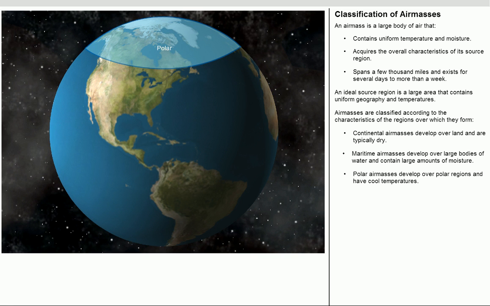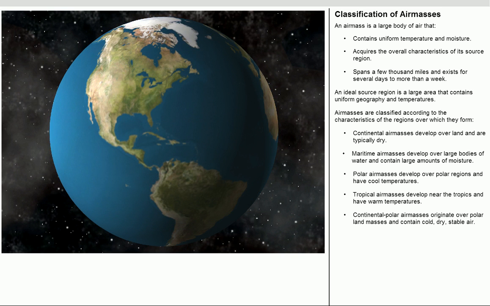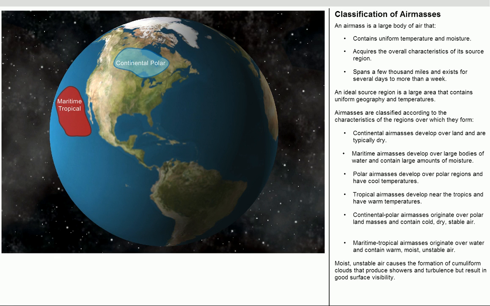Air masses are also classified as polar or tropical to identify the latitude of their source region and describe their temperature characteristics. Polar air masses develop over the North or South Pole and have cool temperatures. Tropical air masses develop near the tropics and have warm temperatures. Source region classifications can be combined to describe an air mass more accurately. For example, continental polar air masses originate over polar land masses and contain cold, dry, and stable air. Maritime tropical air masses originate over water and contain warm, moist, and unstable air.